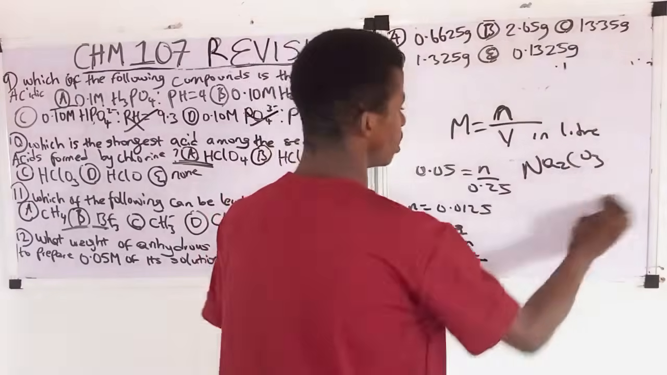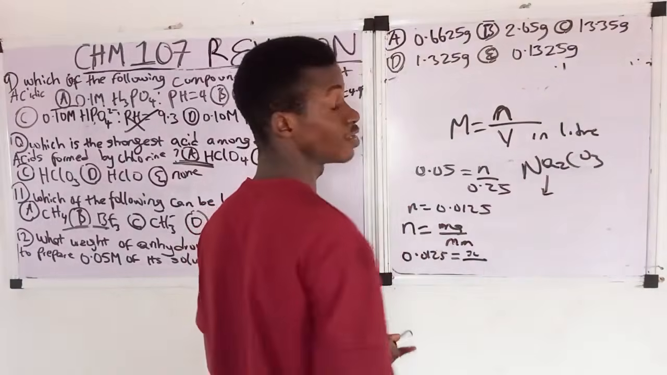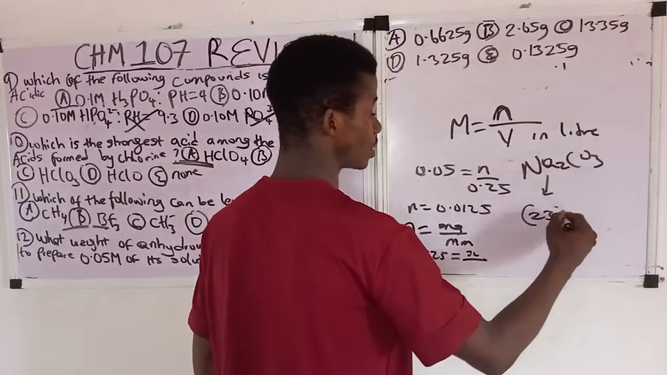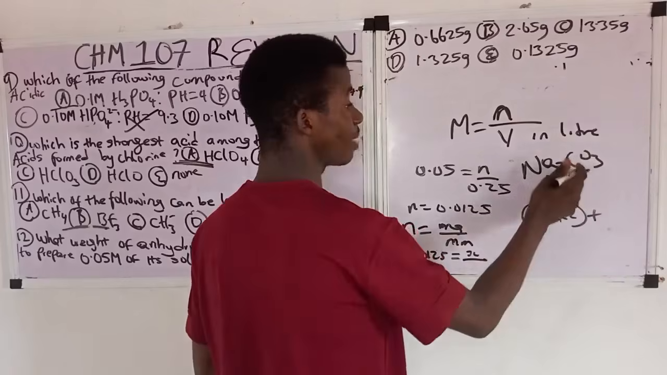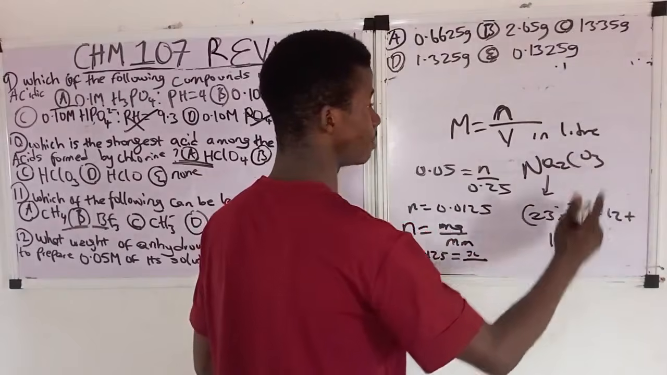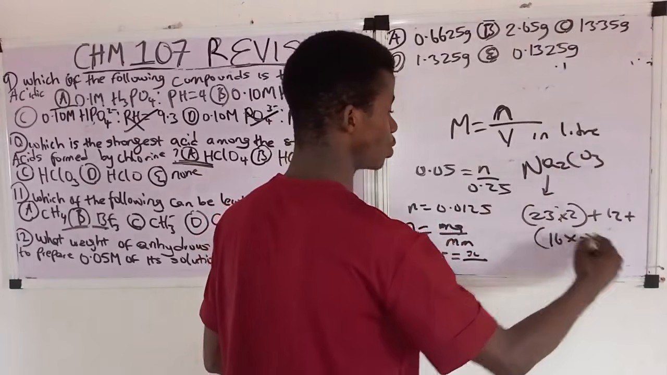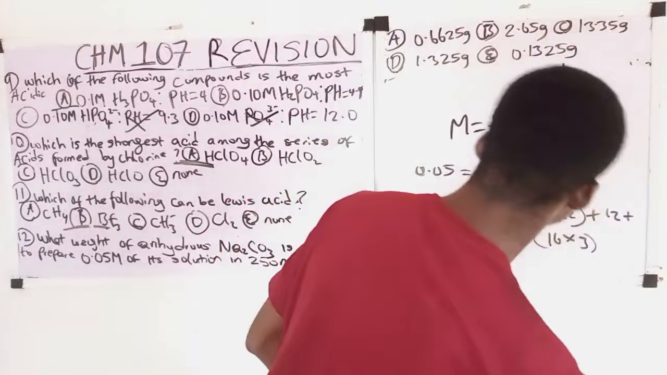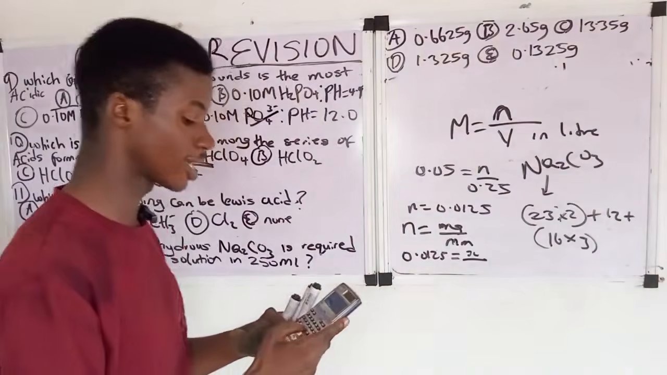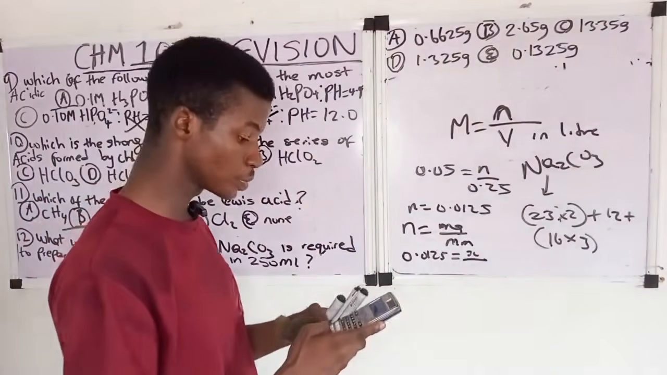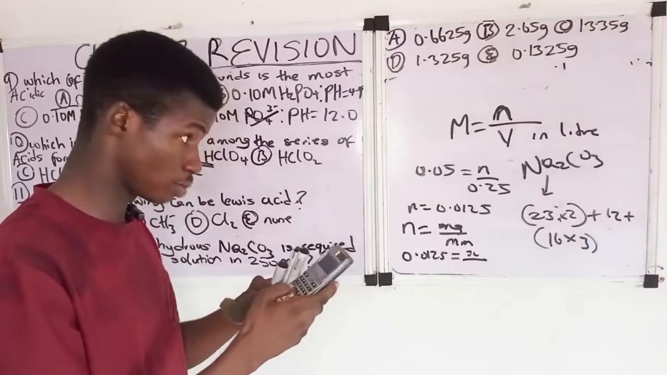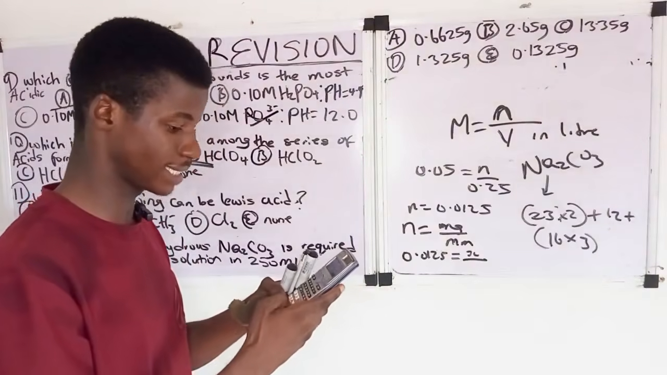Let's continue. The molar mass of sodium is 23. There are 2 sodium, so times 2, bracket close, plus the molar mass of carbon, which is 12, plus the molar mass of oxygen, which is 16. There are 3 oxygen, so times 3. If we add everything, we get 106, if I'm not mistaken. So 23 times 2, plus 12, plus 16 times 3.